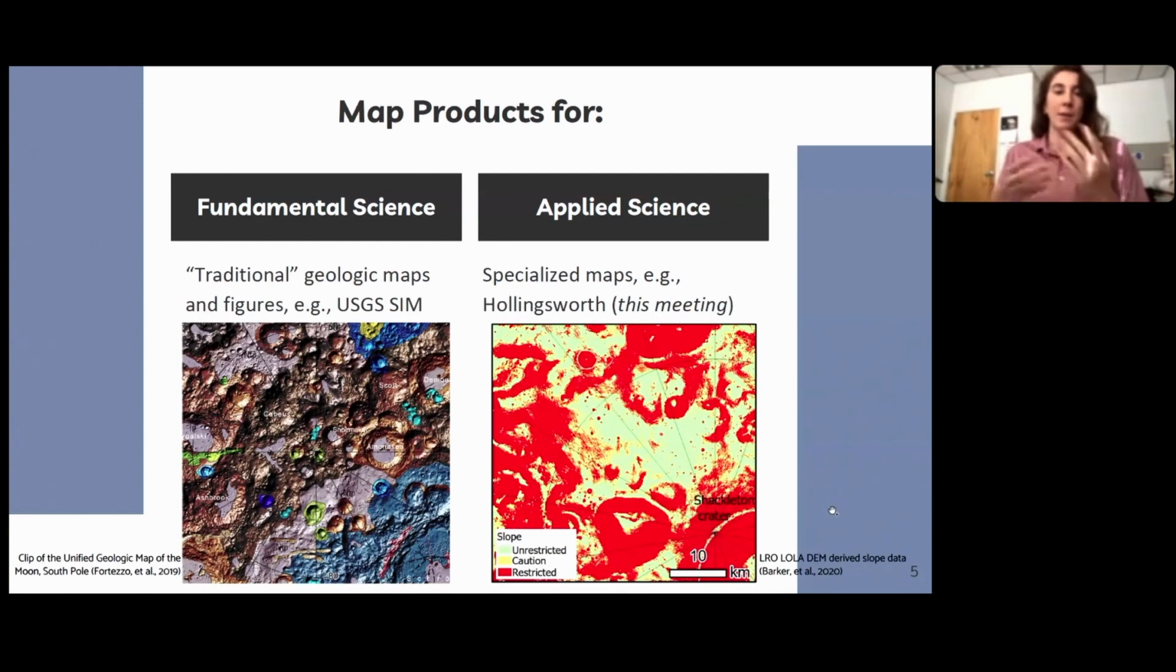So examples of these two map products used for these two different types of science. On the left, we have the Lunar South Pole clip of the Unified Geologic Map of the Moon. So your traditional geologic maps, these can be USGS SIM or other map type products, but the classic geologic map. On the right-hand side, we have more specialized maps like what Isaac was just talking about. For example, slope restricted versus unrestricted for a portion of the Lunar South Pole. And these are both products that we're familiar with and used to generating. Next slide, please.